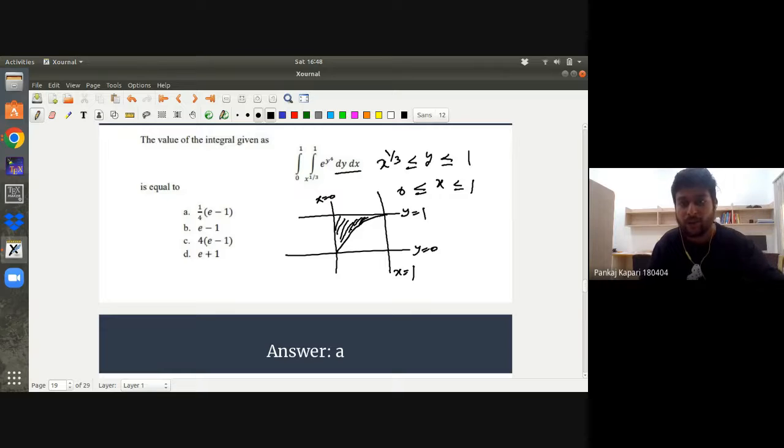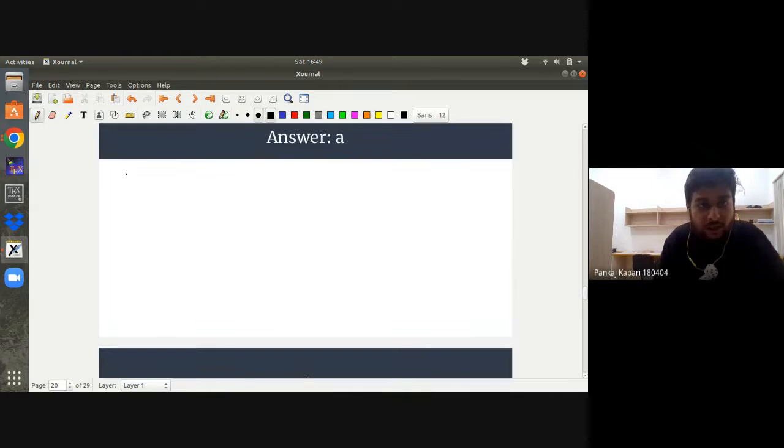Why? Because if you fix x, and you can see that if this is x equal to constant, then you can see that y varies from x to the power 1 by 3 to y equal to 1, and then x will vary from 0 to 1. So this is our area of integration, or the domain of integration. Now we'll change the order of integration.